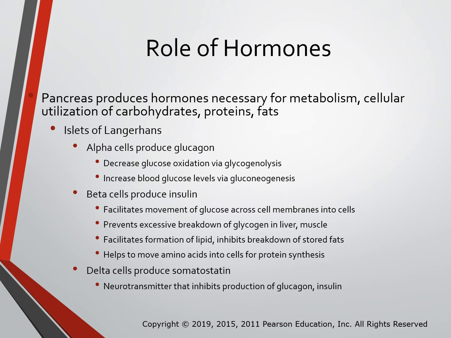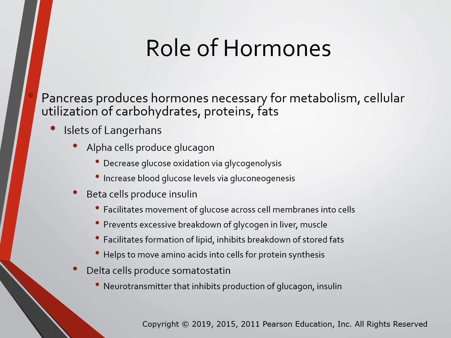And we need all of these for energy and for muscle growth and to help our immune system stay intact. We need all of these components here. The cells that produce these hormones are located in the islets of Langerhans, and that is in your pancreas. So the alpha cells and beta cells and delta cells, they all have a specific purpose.